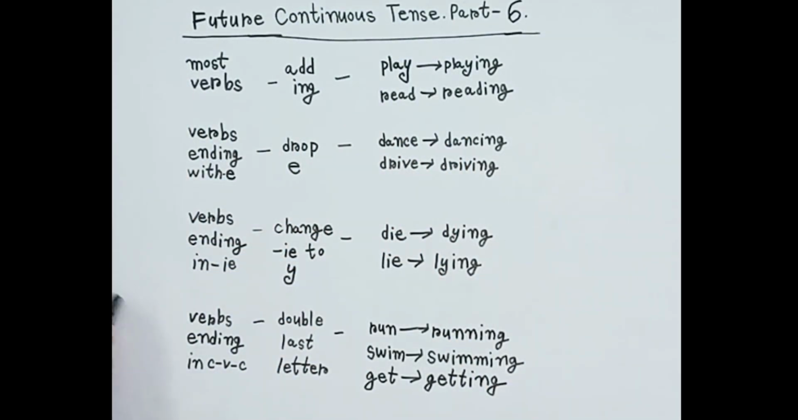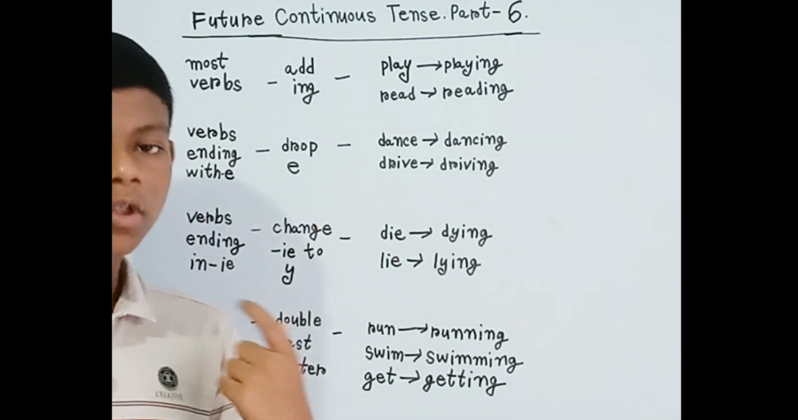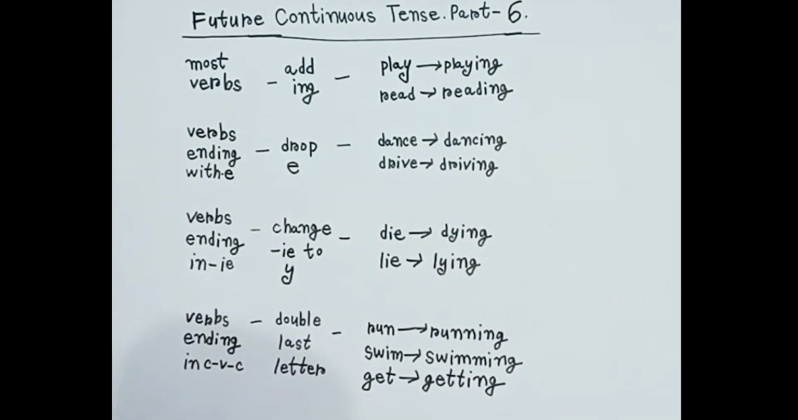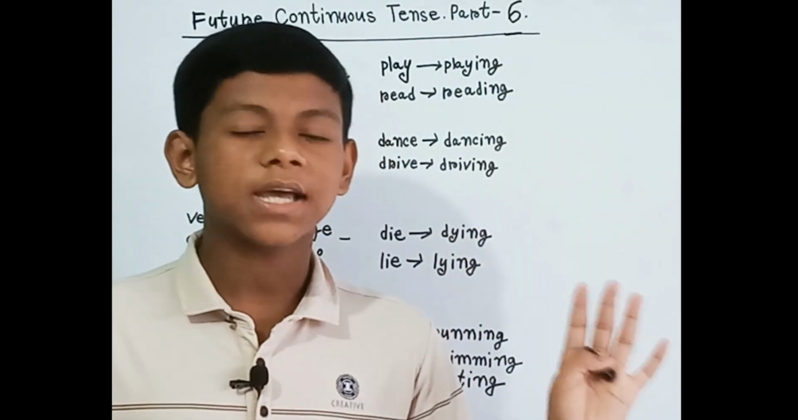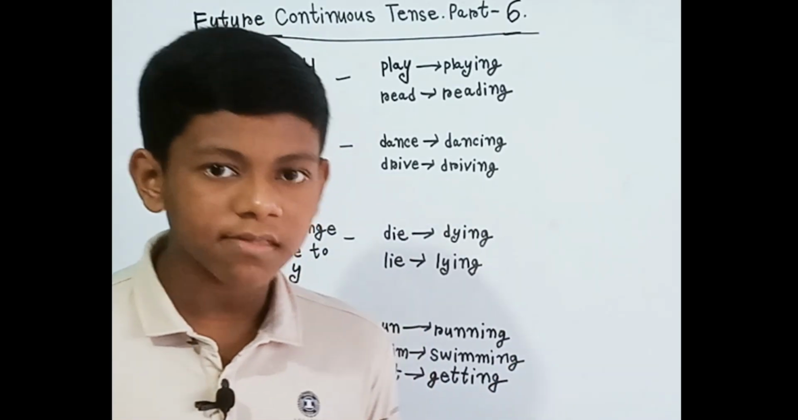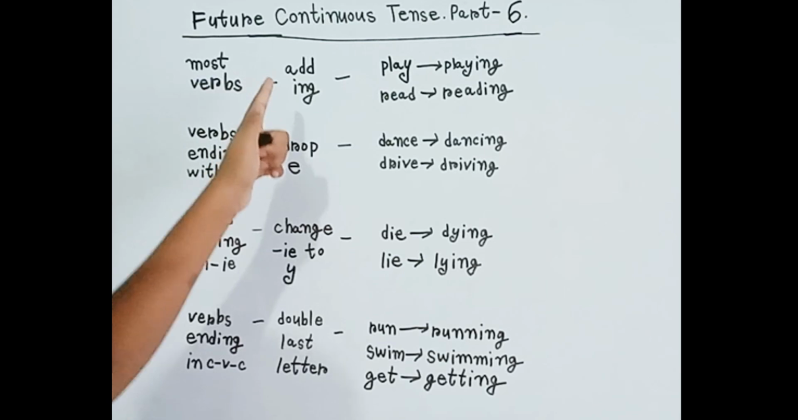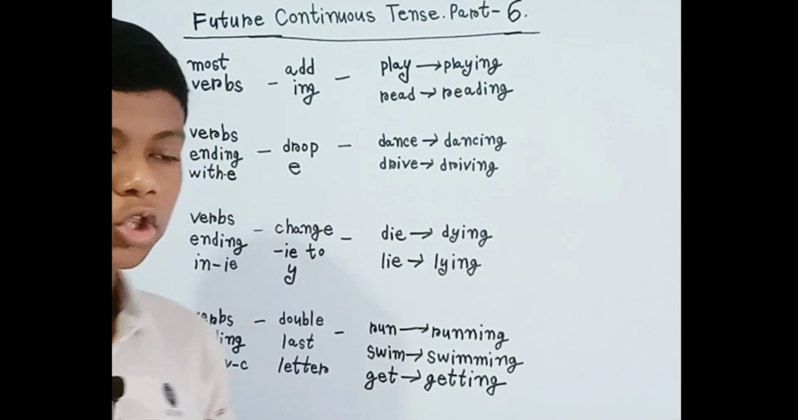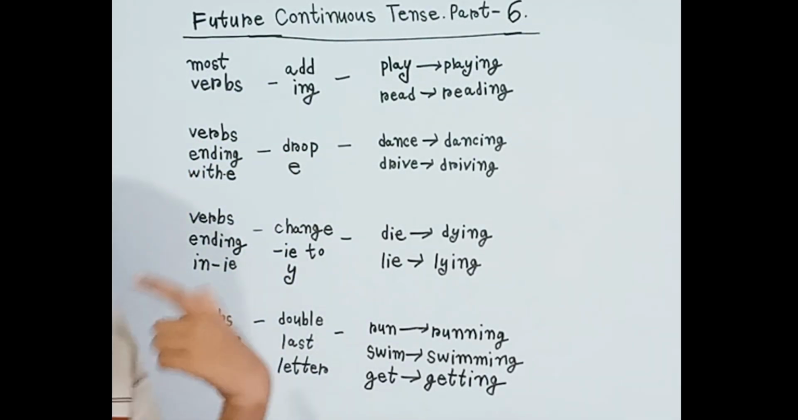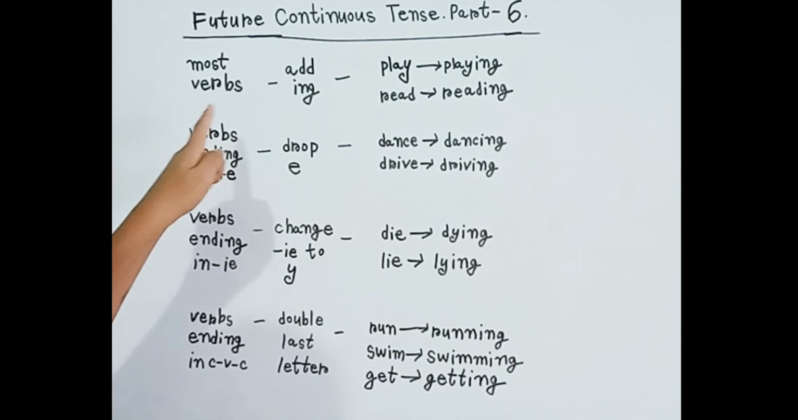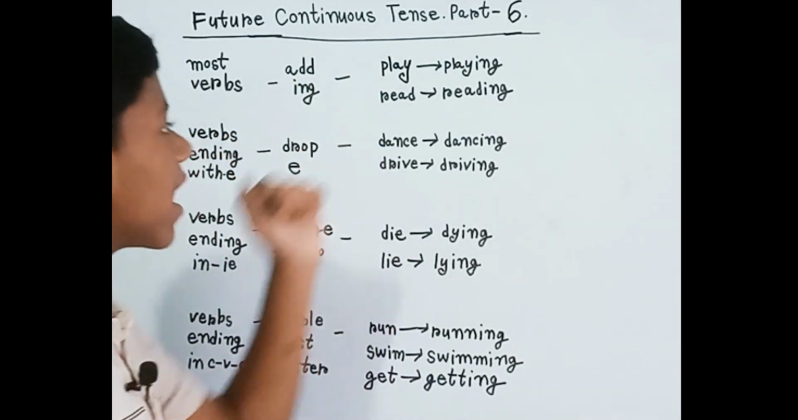So look at the board, everyone. We can start from here: during the future continuous, how the word changes. In every kind of continuous tense, including future continuous, most of the verbs we generally add ing. So you have to memorize the general kinds of verbs. Most of the verbs we generally add ing.